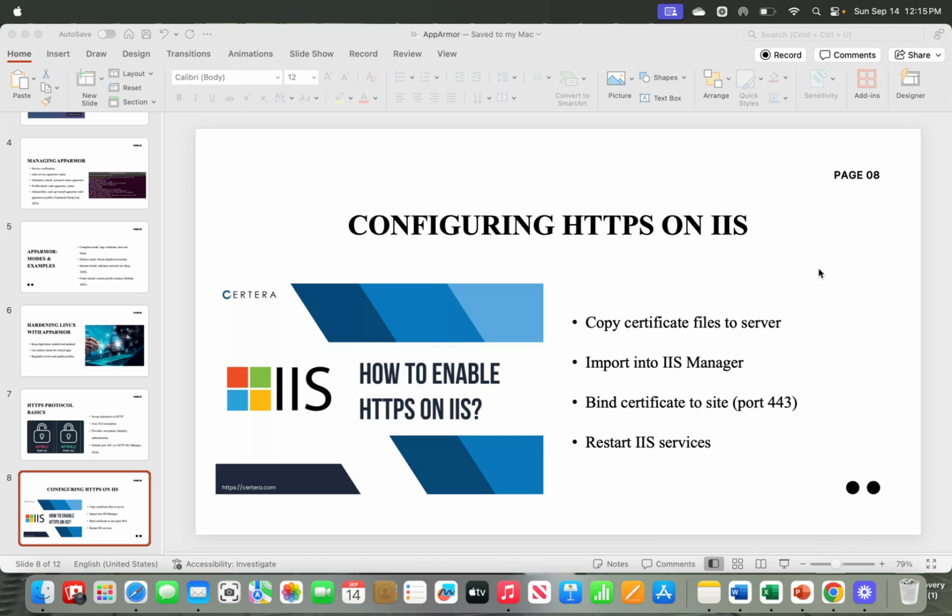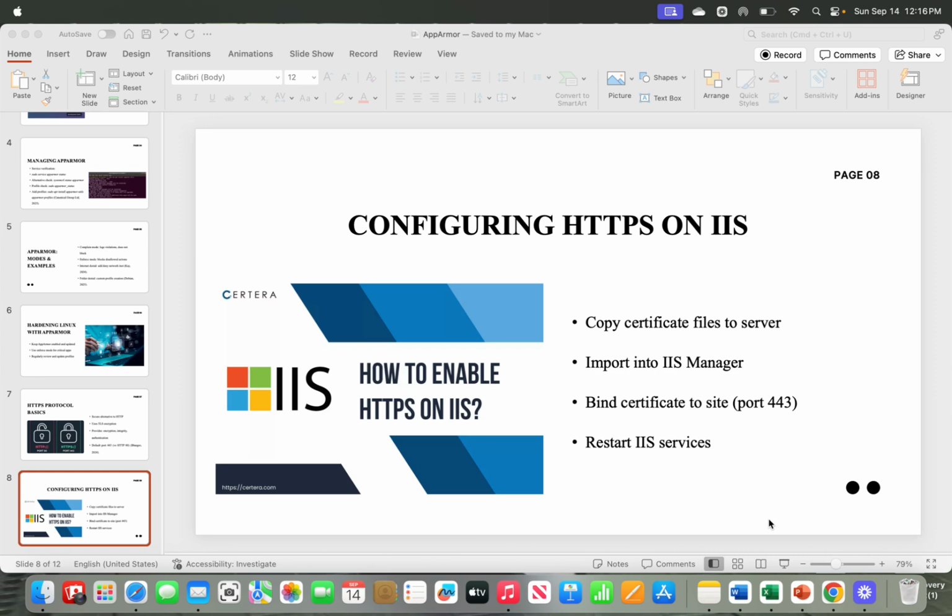Configuring HTTPS on IIS. On Windows Server 2019, configuring HTTPS requires the use of Internet Information Services, which is also known as IIS, for creating an SSL binding, which is an address associated with a website. First, administrators will need to acquire an SSL/TLS certificate and copy it to the server.